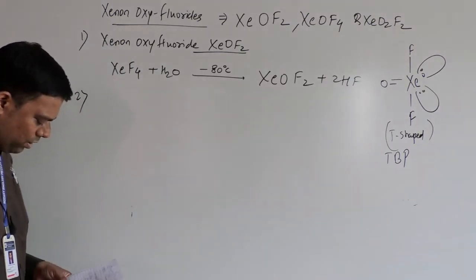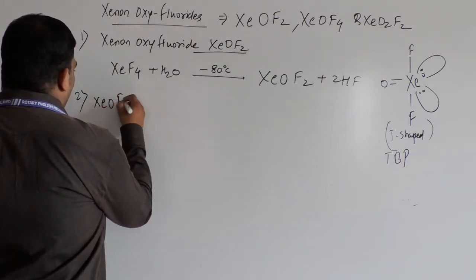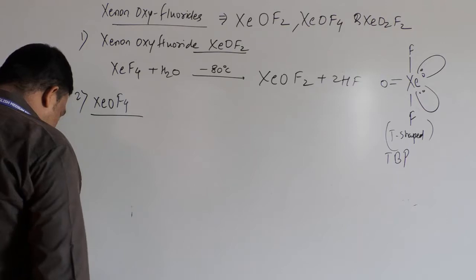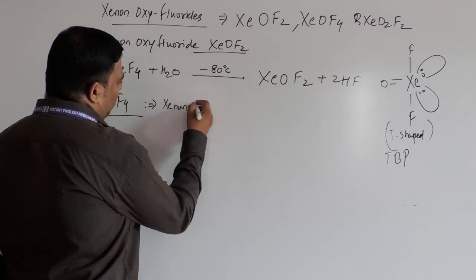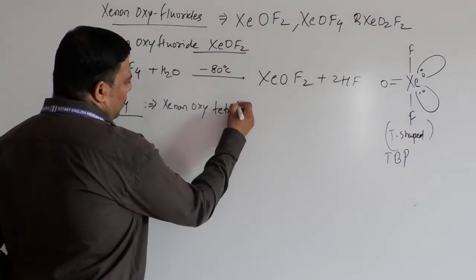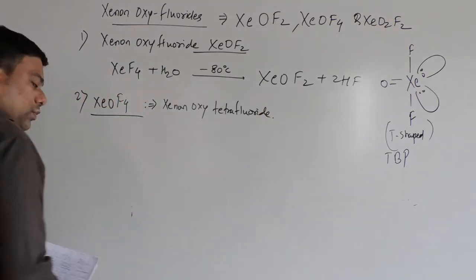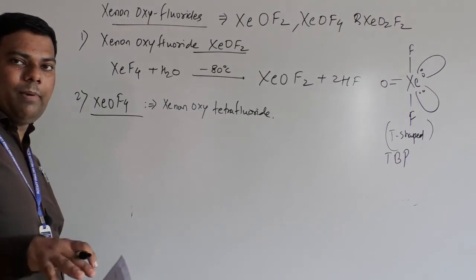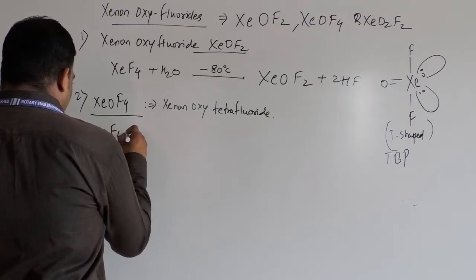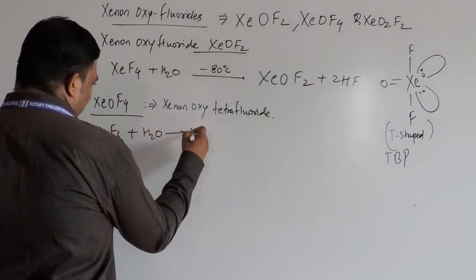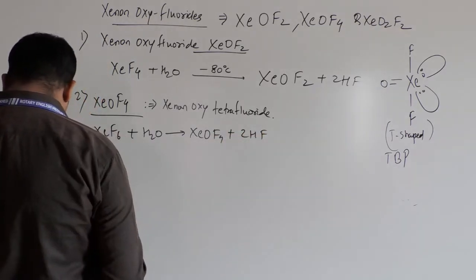Now we will discuss XeOF4. So see here, XeOF4, xenon oxytetrafluoride. How is it prepared? It is prepared by partial hydrolysis of XeF6. XeF6 plus H2O, so you will get XeOF4 plus 2HF, like that your product.